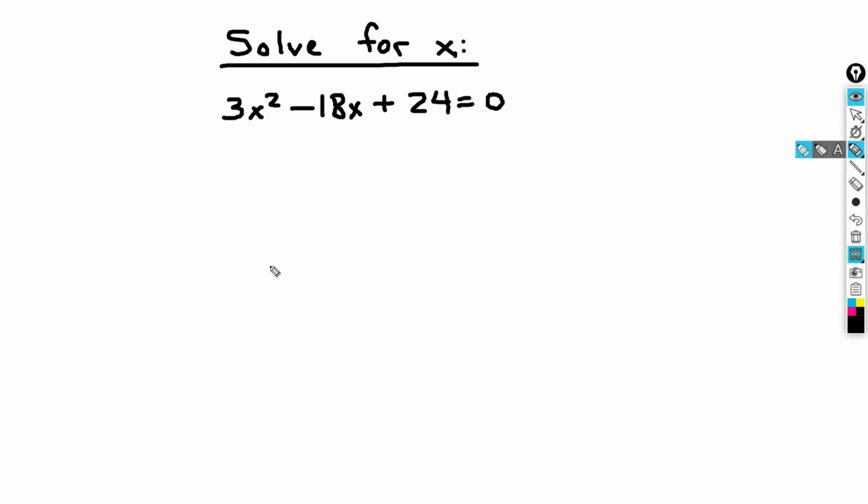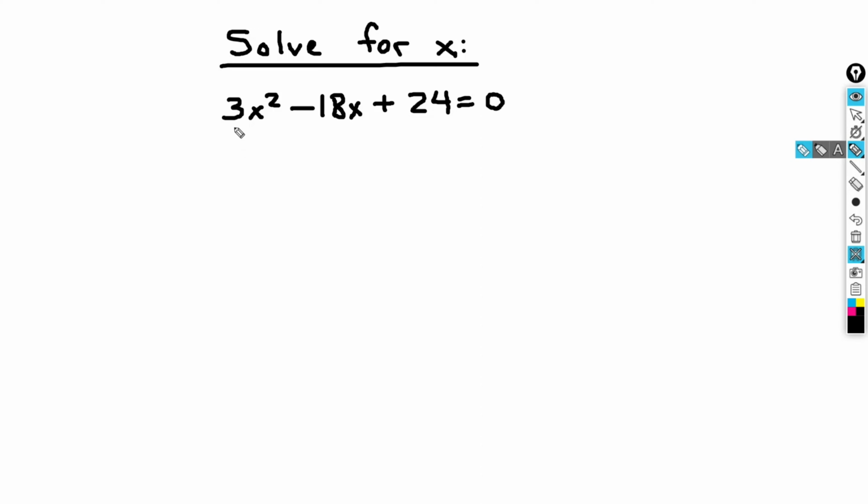All right, I have a meeting about to start, so this is going to be the last example. We're going to solve for x. We have 3x squared minus 18x plus 24 equals 0. Now you may be thinking, well, this doesn't seem like an a equals 1 type problem, but it kind of is. I wanted to show this one.